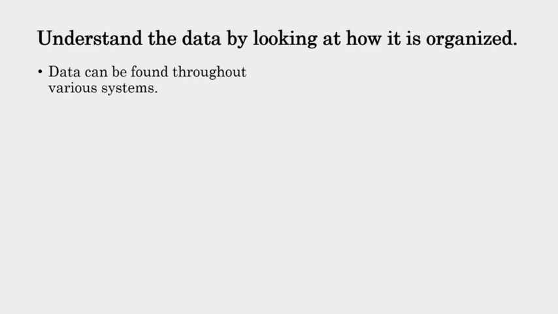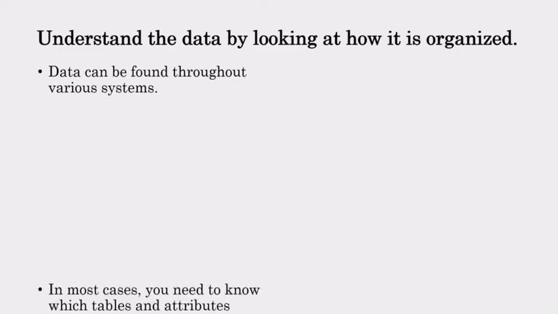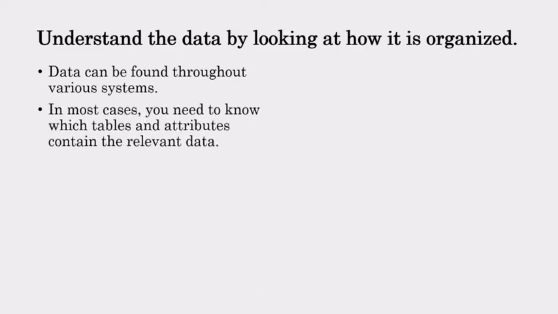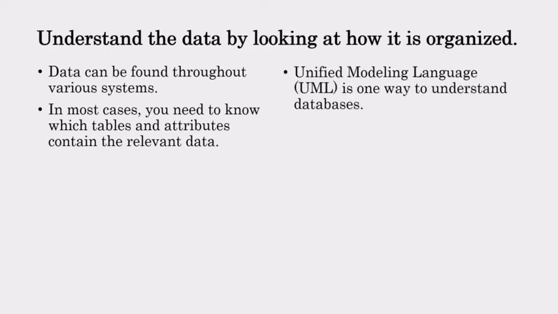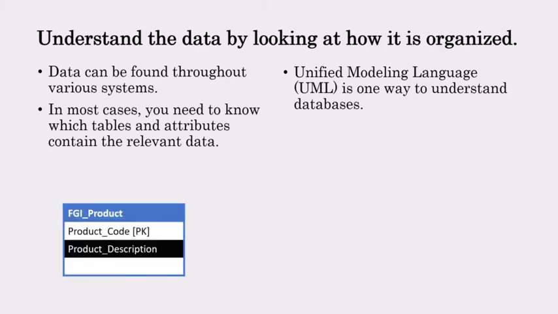Understand the data by looking at how it is organized. Data can be found through various systems, and in most cases you need to know which tables and attributes contain the relevant data. You also need to know the unified modeling language, UML, which is one way to understand databases. Let's see how it works.